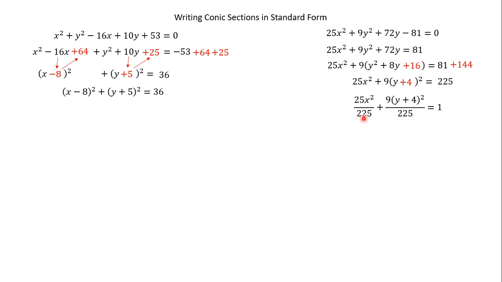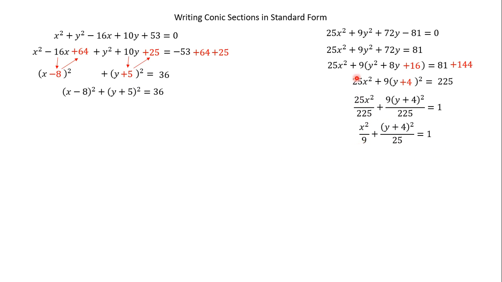So what is 225 divided by 25? 9. What is 225 divided by 9? 25. So we get x squared over 9, and (y plus 4) squared over 25 equals 1. This is an ellipse with the center (0, -4), a horizontal radius of 3, a vertical radius of 5, which means it's going to be a vertical ellipse, and we could graph it from there. We've been graphing this stuff for weeks now.